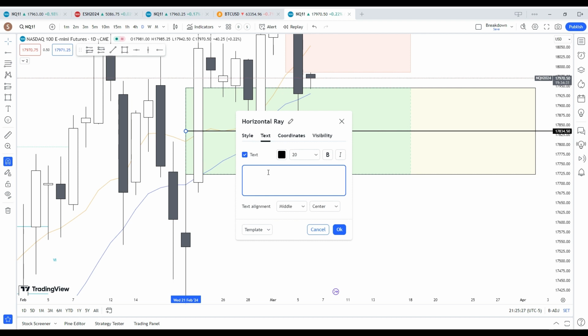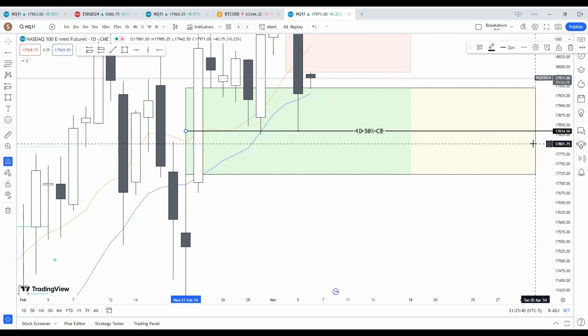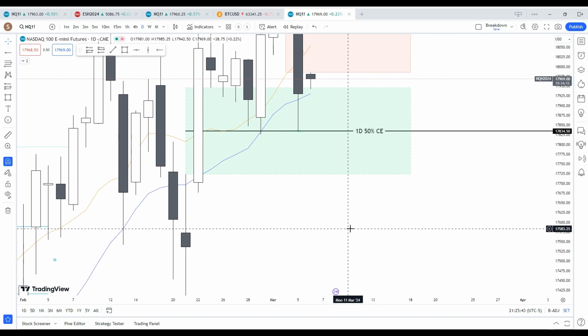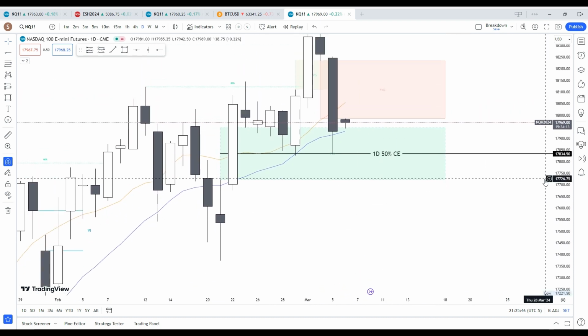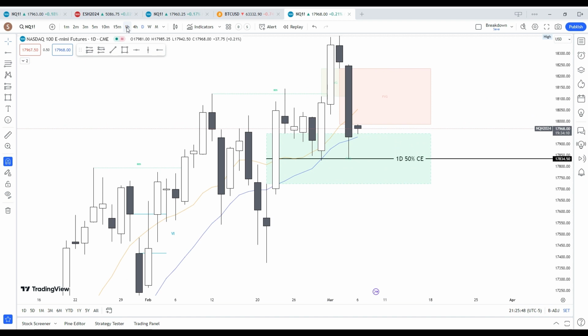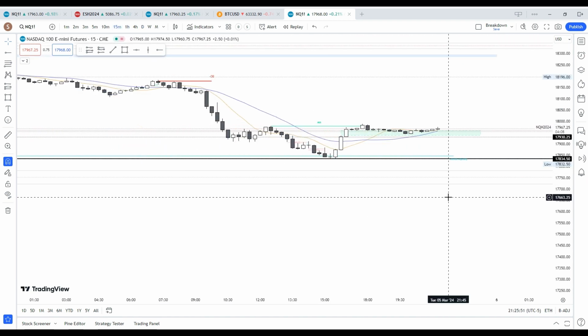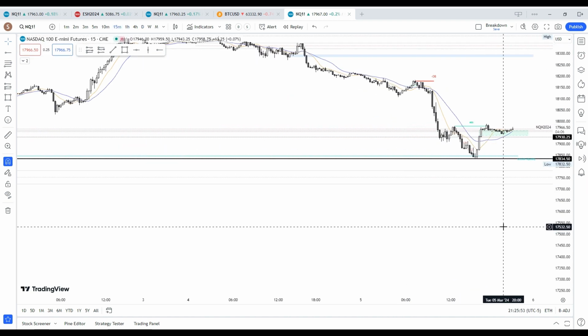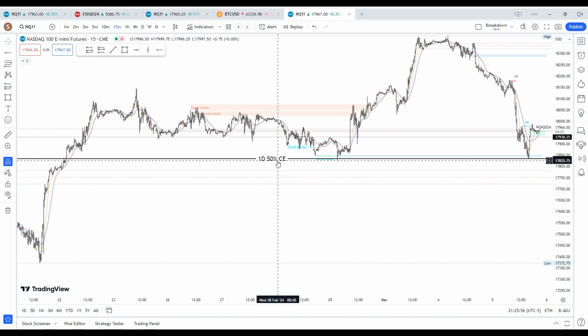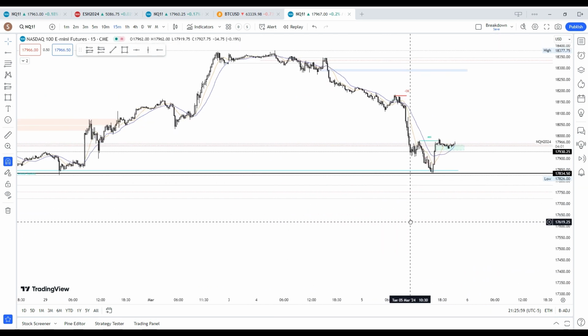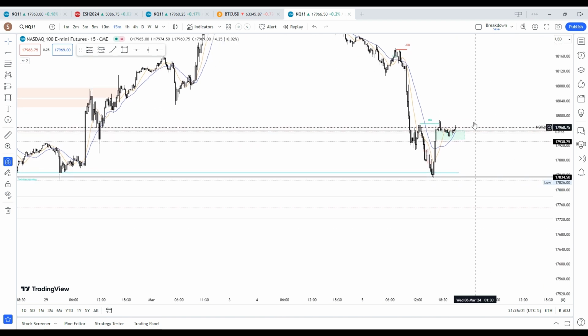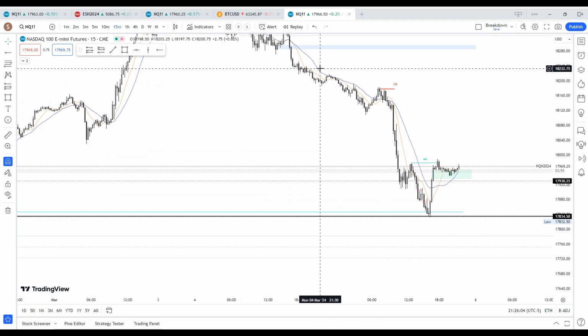All right, so it's going to be the 1 day 50% of the CE here, right? I like to do that. That way I can delete this, remove. There you go. Now let's drop down to a lower time frame here so we could see where it actually went. Look at that. 50% consequent encroachment of a daily fair value gap. That is where I went long. I avoided all of it.